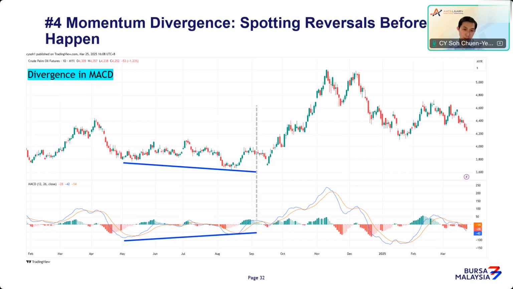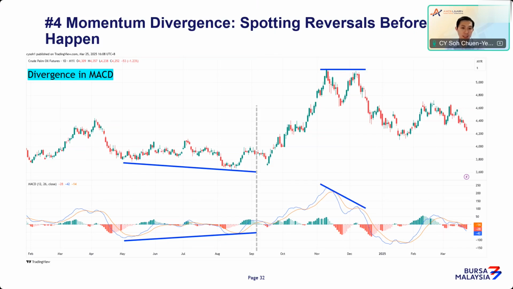You can see at this particular dotted line here, when the line is above the MACD line, then the price is trending upwards. Another example, on the right hand side, is when the price is getting lower highs, and your MACD is also showing lower highs.